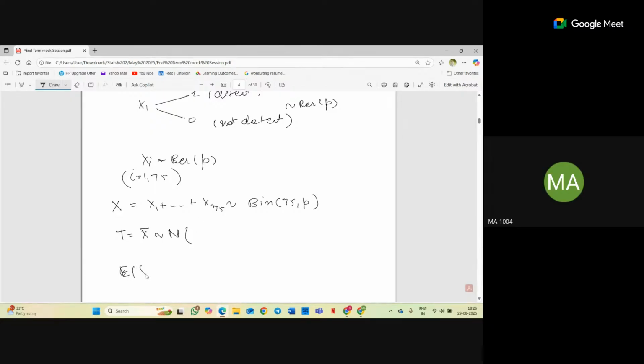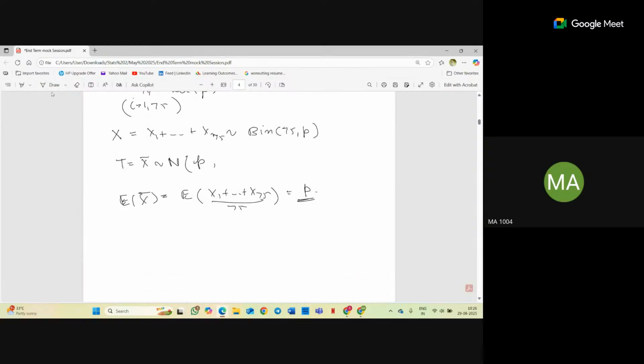So let's find out the expectation. Expectation of sample mean is what? Expectation of x1 till x75 divided by 75. Correct? Yes, this will be equal to what? P. So this is my sample expectation. Then we will find out the variance of x bar.